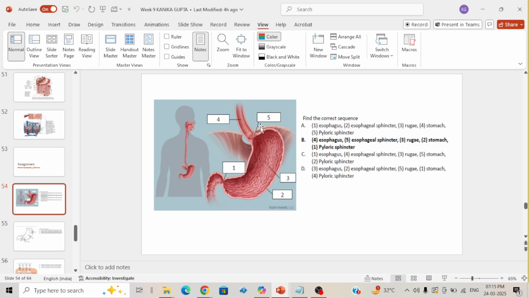Rugae. Actually, these rugae are for absorption and to increase the surface area. Okay. The thing which is marked as 4th is the esophagus. Yes. And the thing which is marked as 5th is the esophageal sphincter. Perfect. So you were able to solve the question.